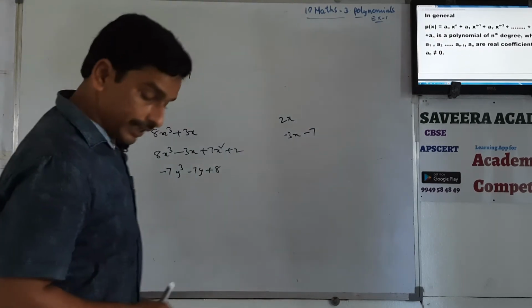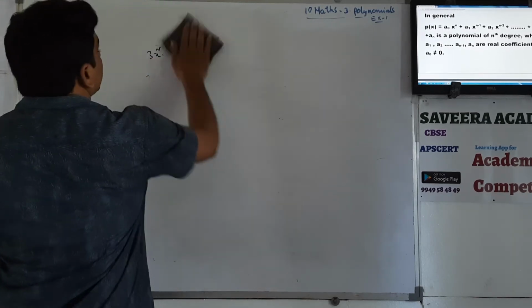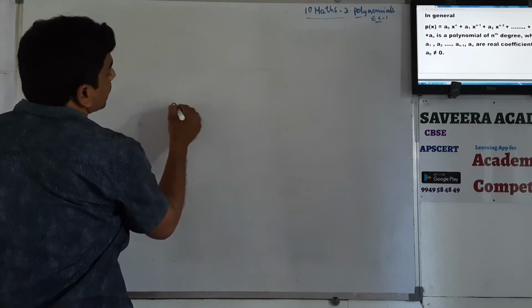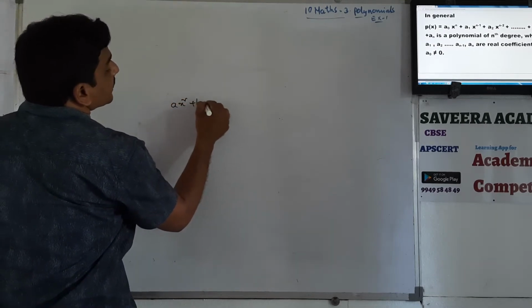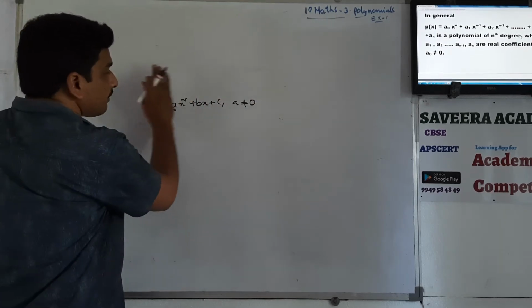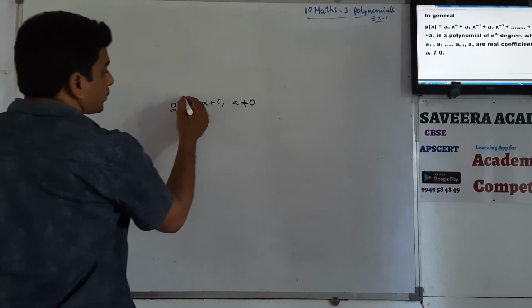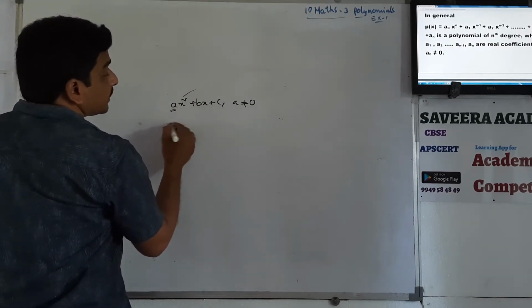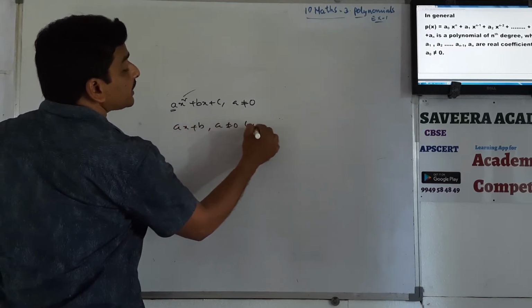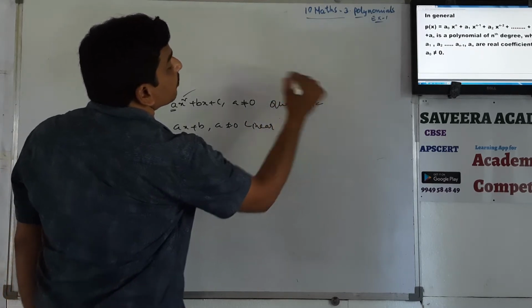Suppose here see the general form of a quadratic equation. I will write here: ax square plus bx plus c, where a not equal to 0. If it is equal to 0, this term will not be there, then that is a linear polynomial. We need quadratic, so degree 2. Next, suppose ax plus b, here a not equal to 0. This is linear, this is quadratic.